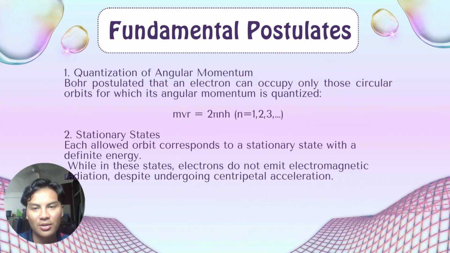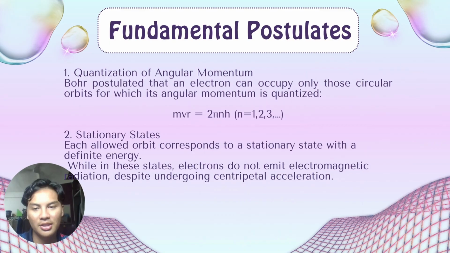Fundamental postulates: first, quantization of angular momentum. Bohr postulated that an electron can occupy only those circular orbits for which its angular momentum is quantized. The formula is mvr = nh/2π.